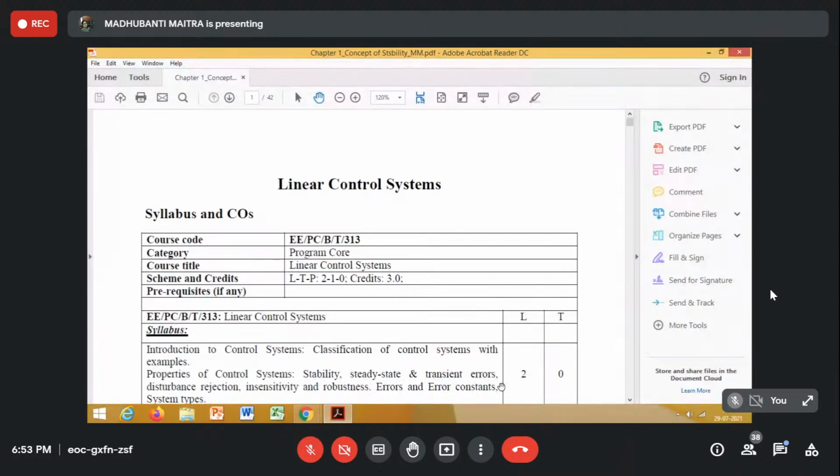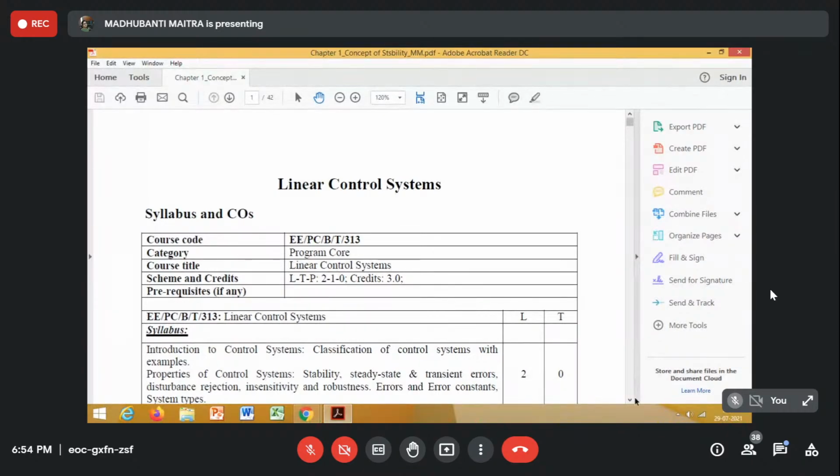Can you see the material? Yes, ma'am. Is it legible? Yes, ma'am.